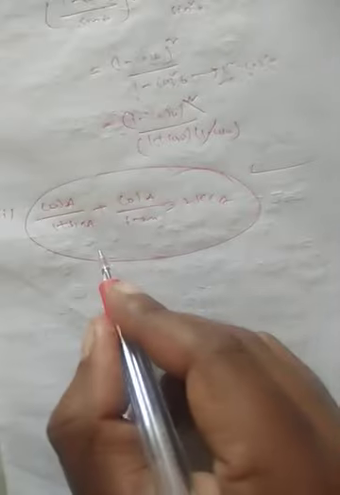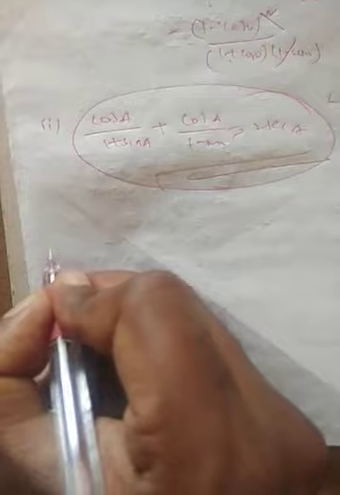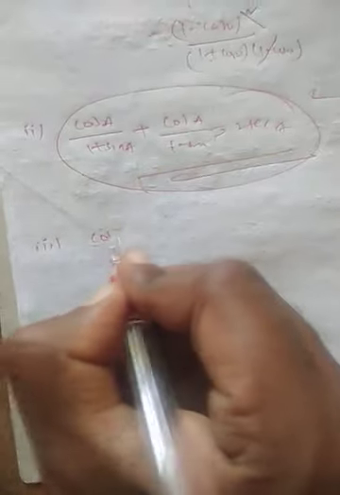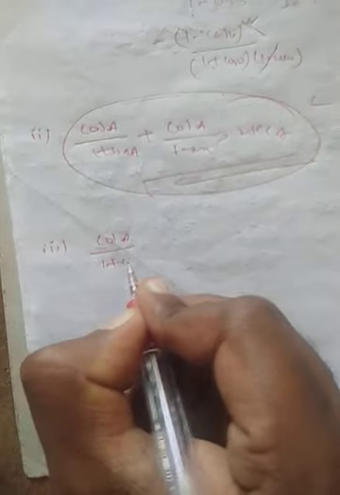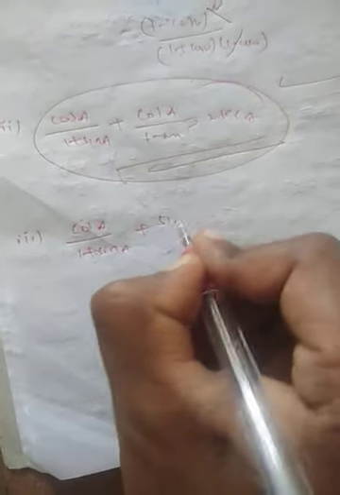Next one. Prove that cos a by 1 plus sin a plus cos a by 1 minus sin a is equal to 2 sec a. Already we have discussed this in the example questionnaire, so you can cross check that. Next question, third one: cos a by 1 plus sin a plus 1 plus sin a by cos a is equal to 2 sec a. We have to show this one.